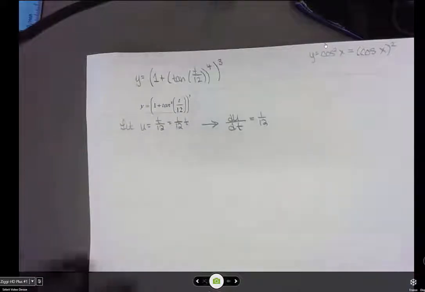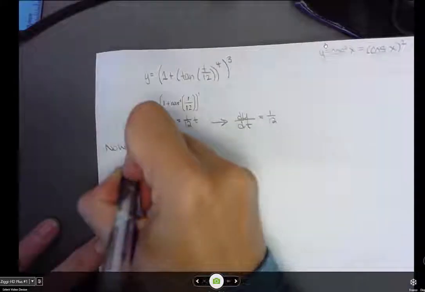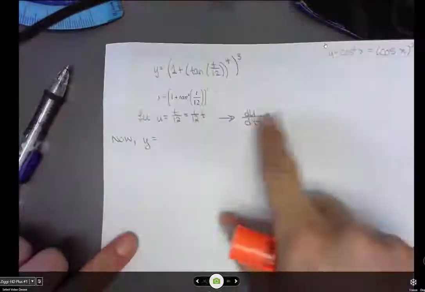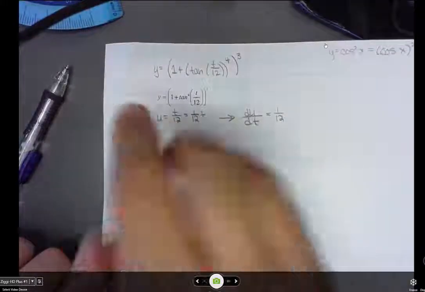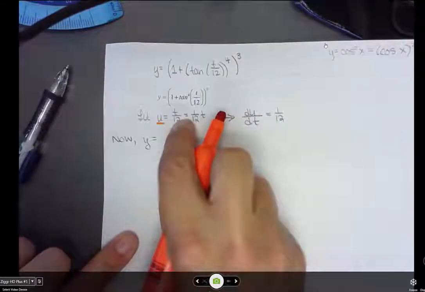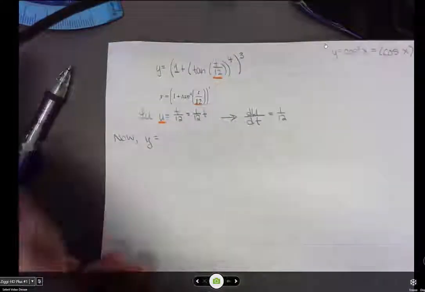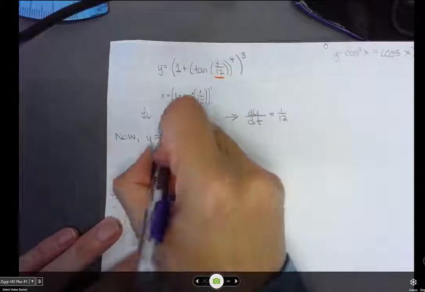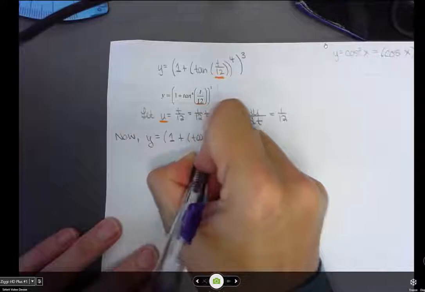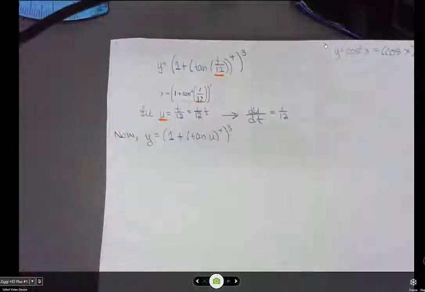Okay, once I've identified the u and taken its derivative, now I rewrite y. So what does y equal if I make that substitution? And I'm not substituting in the derivative, I'm substituting this in. So where does u go? U goes wherever I had a t over 12, which is right here, or right here, I guess. So let's rewrite y. So I still have parentheses 1 plus parentheses tan u to the 4th, and then the whole thing cubed. So I still have outside functions and inside functions.